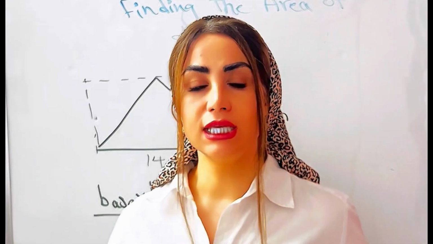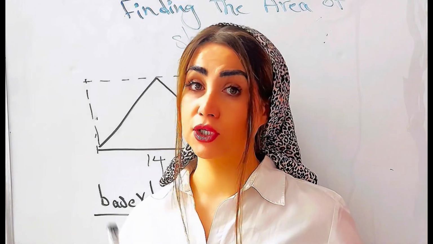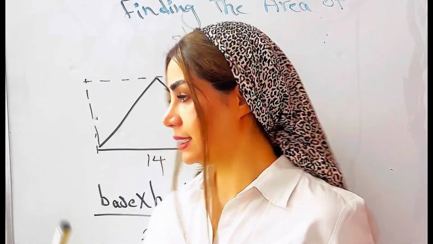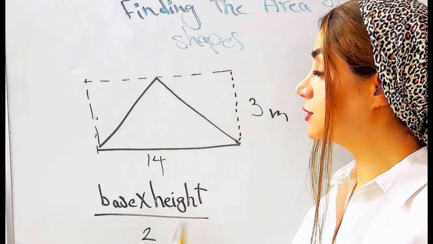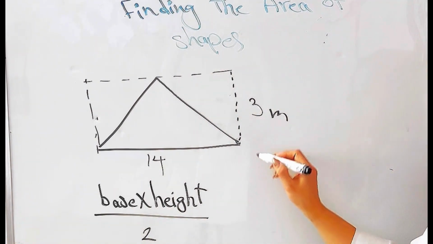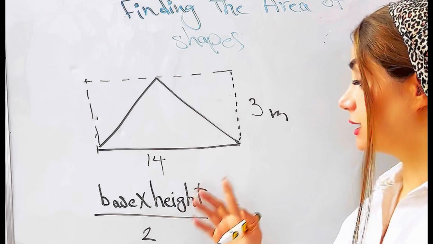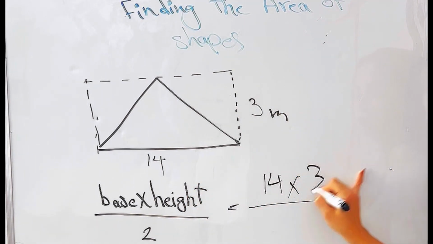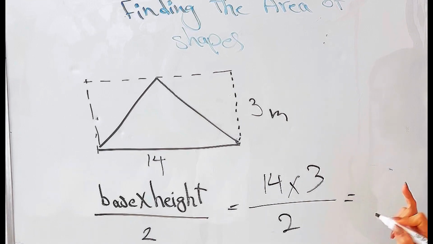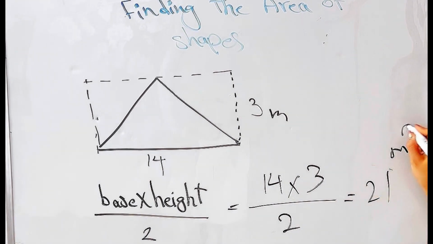So a quick trick is to first find the area of a rectangle and then just divide it by 2. If you want to directly find the area of a triangle, the formula is base times height divided by 2. As a result, in the previous example, we can use this formula and we have 14 times 3 divided by 2, which equals 21 square meters.